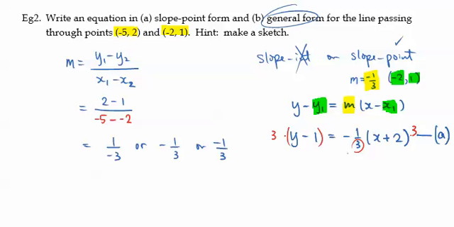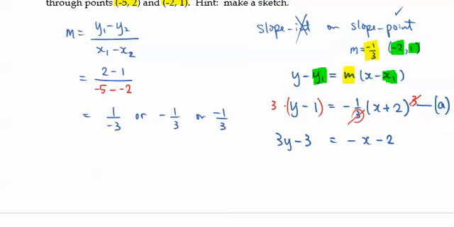But by doing this, the 3 in the denominator can now be reduced on the right-hand side, giving us -1 times (x plus 2). And on the left-hand side, as you distribute, we have 3y minus 3. Not quite done yet. We still need to put all the terms on the same side and make it into general form.